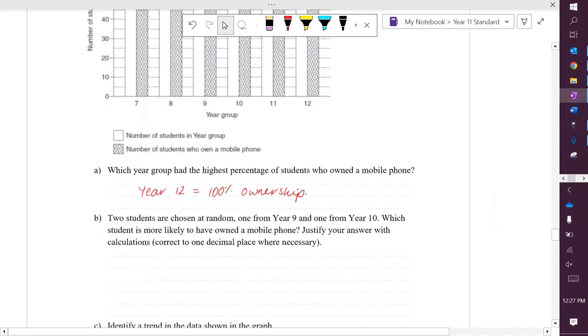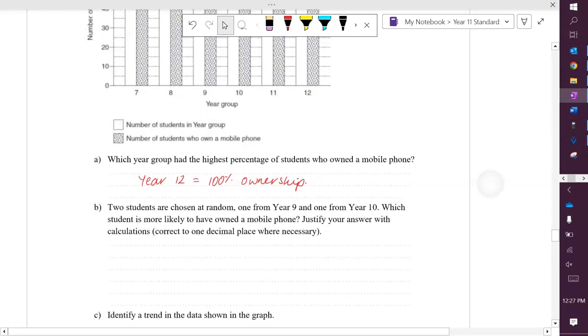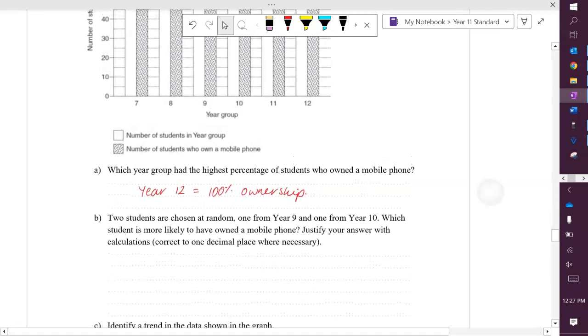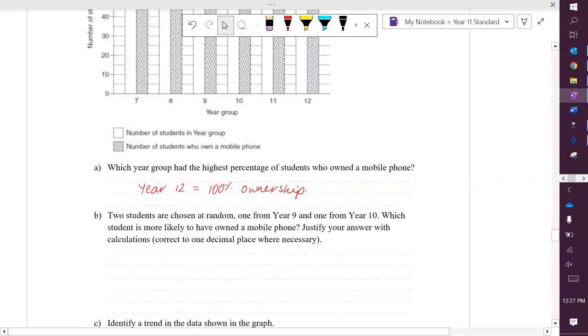Moving down to part B. 2 students are chosen at random, one from year 9 and one from year 10. Which student is more likely to have owned a mobile phone? A lot of the issue here was people would say year 10, which is the correct answer, but there were no calculations, and this is where some marks were lost.